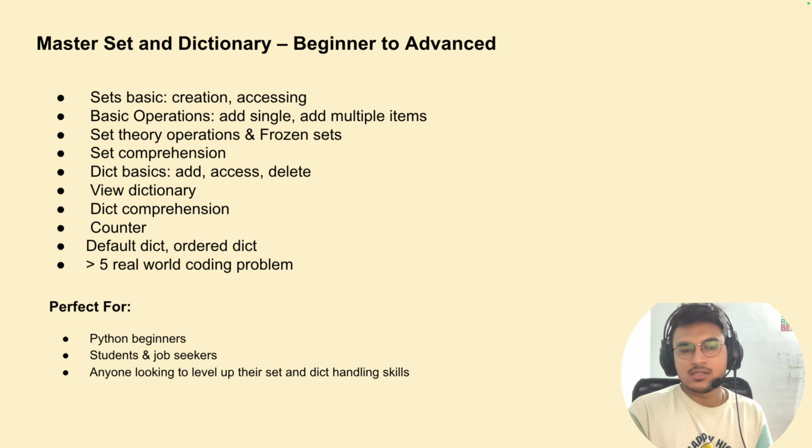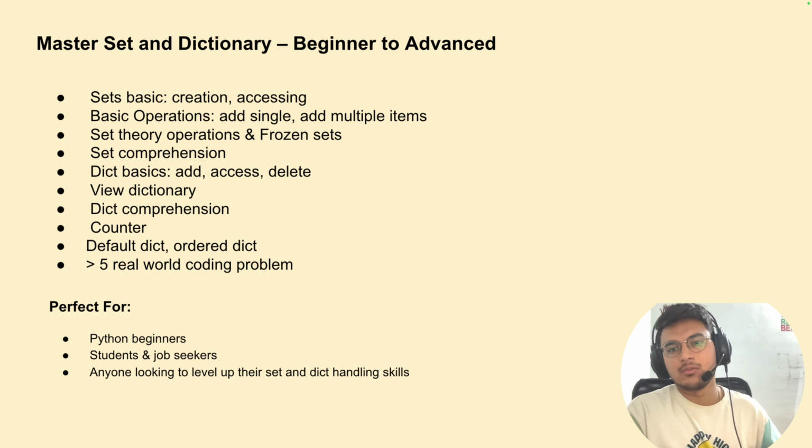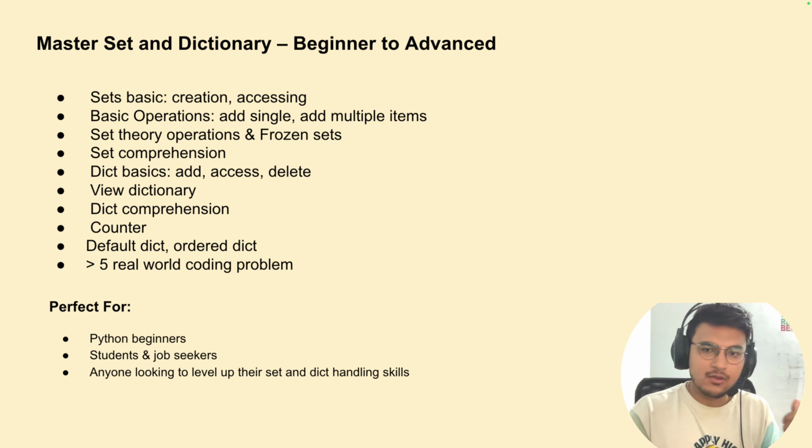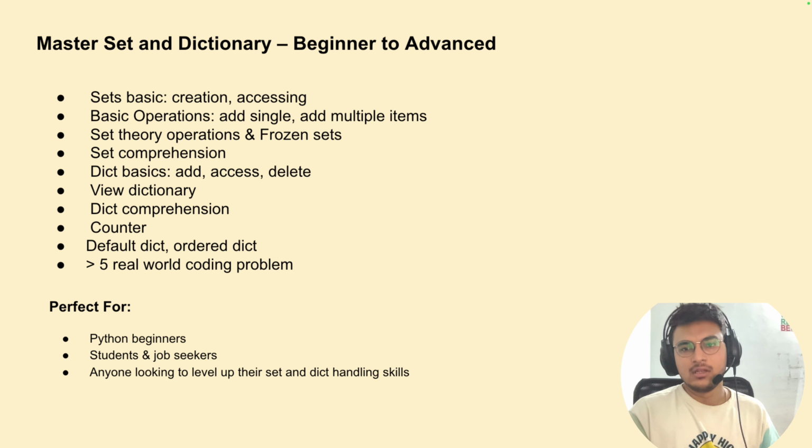Then we will see the dictionary basics: add, access, delete, how we can view the dictionary, dictionary comprehension, something about counter and how it can be helpful, defaultdict, OrderedDict, what they are, what the difference is, and when to use which one. Then more than five real-world coding problems that lots of times come up in an interview. It can be asked of you in an interview, and you can also encounter it while you are working in your development journey.